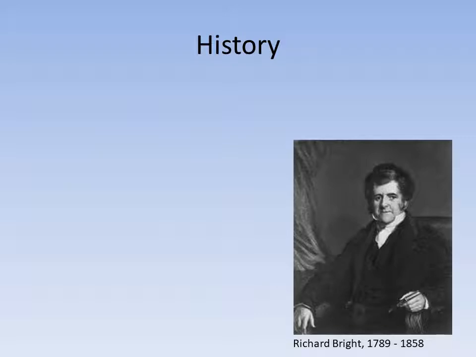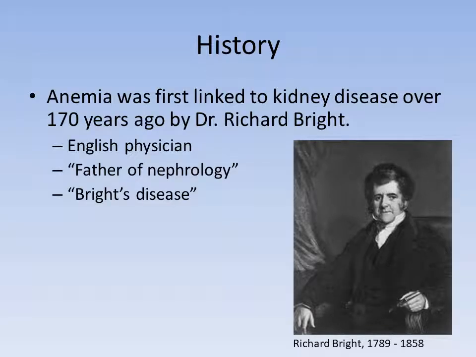Anemia was first linked to kidney disease over 170 years ago by Richard Bright. Richard Bright was an English physician who did research into the cause and symptoms of kidney disease. He's known as the father of nephrology. And some of you may have heard the term Bright's disease. We don't use it anymore, but it describes what modern medicine calls acute or chronic nephritis, generally characterized by swelling, the presence of albumin in the urine, and it's frequently accompanied by high blood pressure and heart disease. So it's an old term, but a nod to his contribution to the field.